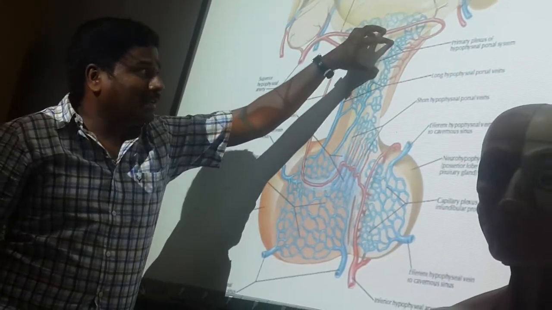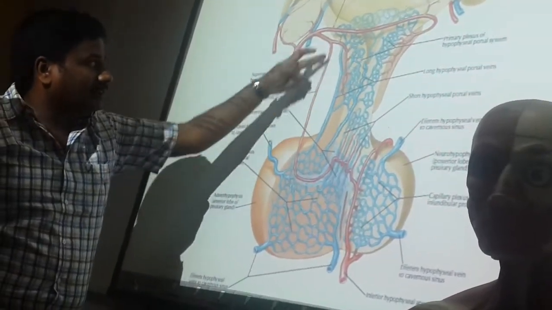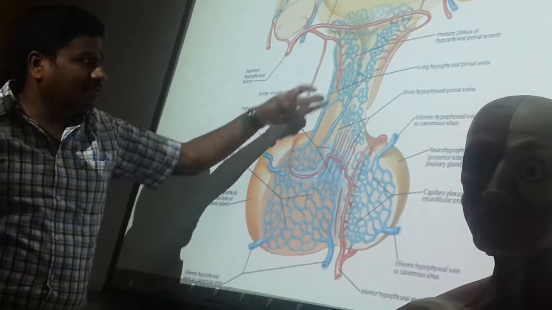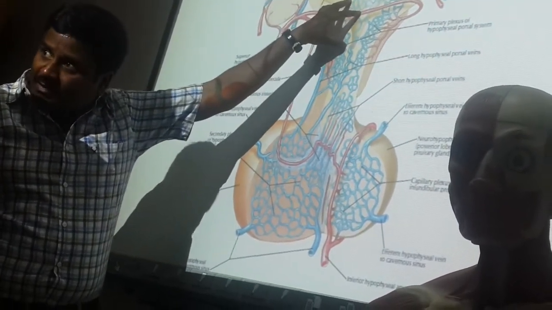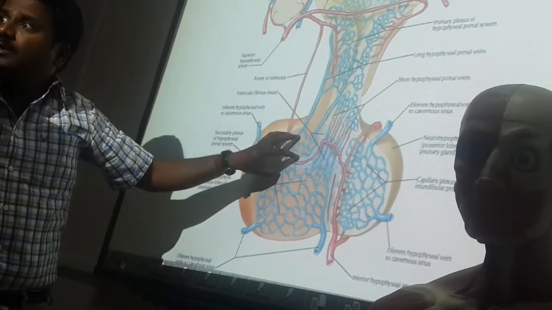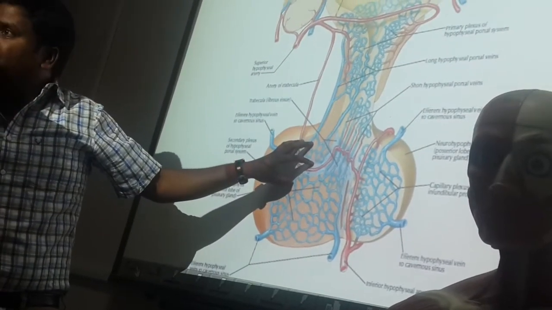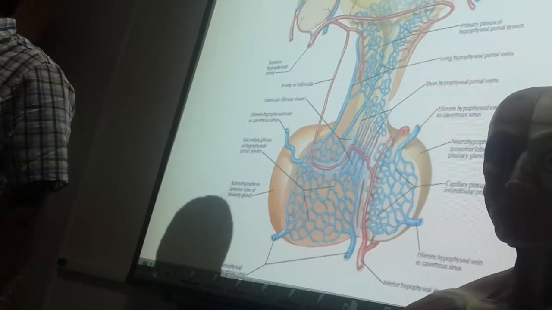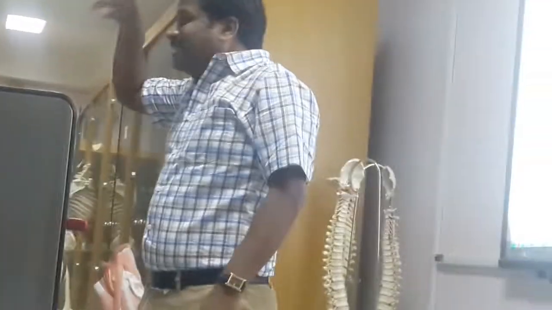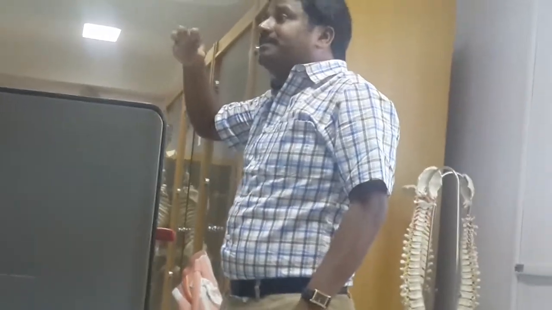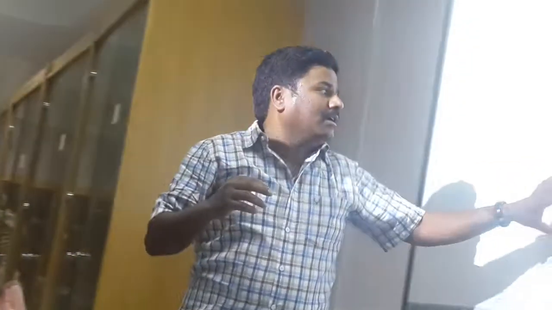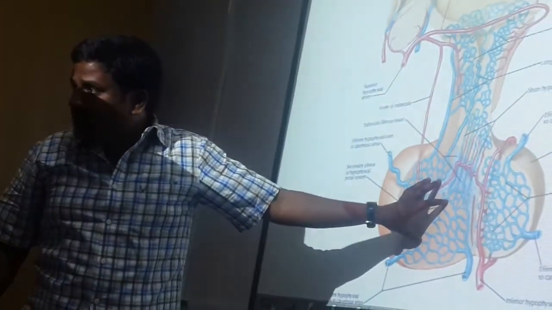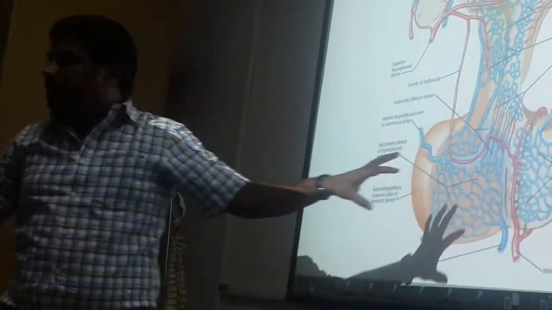So from that plexus, again the arteries are running. Veins, see, can you see this? The same blood which supplies hypothalamus will also come to pituitary, that is anterior pituitary. So as I said, hypothalamus controls the pituitary. Hypothalamus releases hormones which are called the releasing hormones. For example, anterior pituitary secretes growth hormone. Do you agree? Yes.